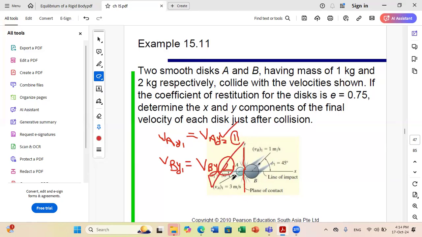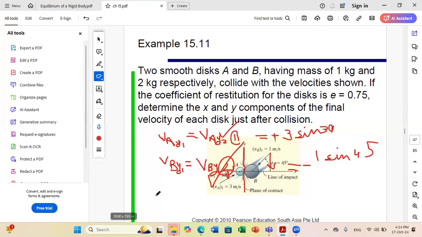And if you look at our figure, the magnitude of VA1 is 3, and this angle is 30 degrees. So VAY2 is plus 3 sine 30. Now for VBY2, you have a negative value. It's minus 1 sine 45. So this is minus 1 sine 45. Okay. We are done with y components.